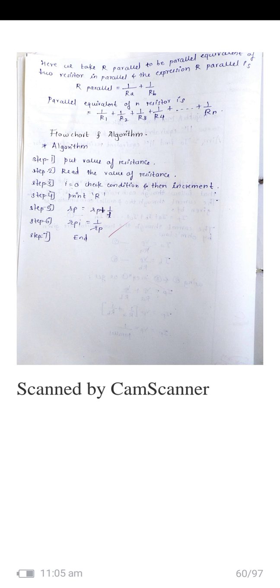Now next is the flowchart and the algorithm of this experiment. The algorithm of the parallel resistance: Step 1, put the values of resistors R1, R2, R3 and so on. Step 2, read the values of resistance. Then I is equal to 0, then check the condition and increment by 1. Then RP is equal to RP plus 1 upon R. Then R parallel is equal to 1 upon RP. This is the algorithm of parallel resistance.